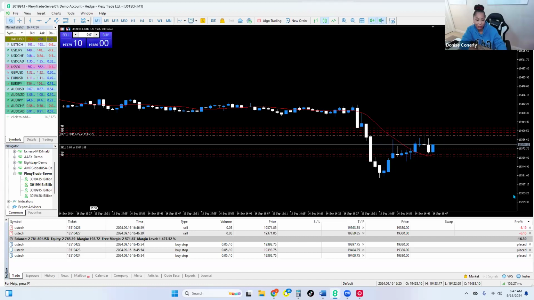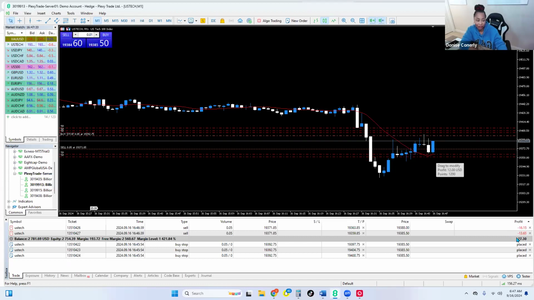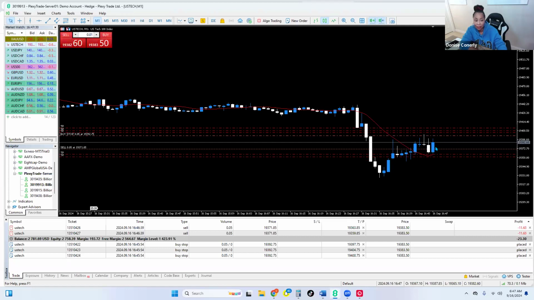Okay, so now this is what I want to show you. If it goes up and it activates this too. So look, I'm in sales, right? I'm going negative in sales. But because I still have this activated, it's going to activate my buys. And remember when I told you, when you have a buy and a sell, it contains the loss.